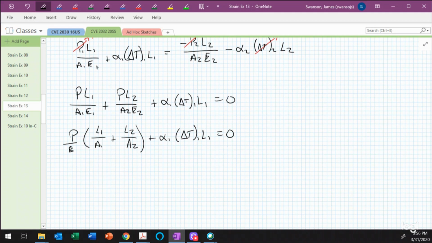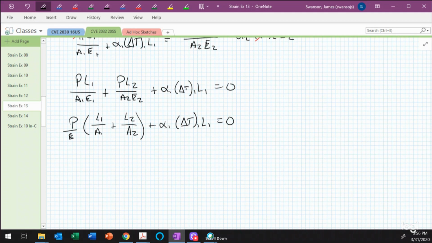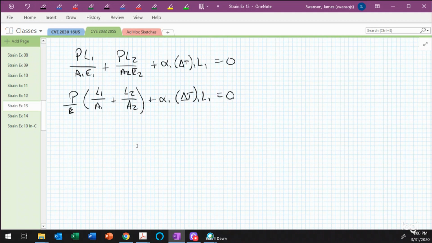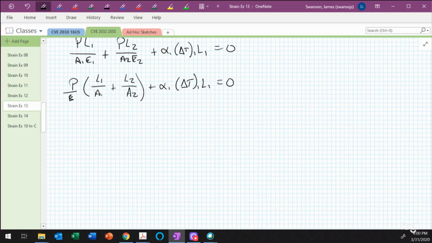All right, and if we solve for P in this case, we can bring that over. So now what I'll do is I'll solve for P. So we could say that P is equal to minus E times alpha 1 delta T1 times L1, all divided by the ratio L1 to A1 plus L2 to A2, like that.